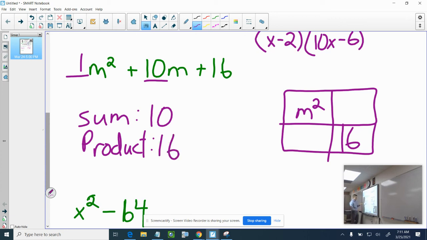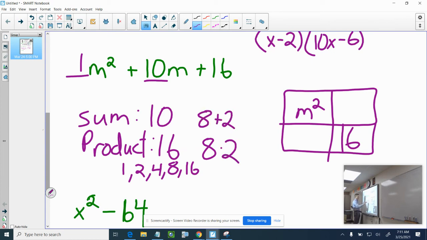So factors of 16: 1, 2, 4, 8, 16. And looking at them, well, 4 times 4 is 16, but it doesn't add up to 10. 2 times 8 is 16. It does actually add up to 10, so my numbers are going to be 8 times 2 and 8 plus 2. And I encourage you to plug these numbers in your calculator to make sure that your signs are perfect. So I'm going to put 8m here and 2m up top.